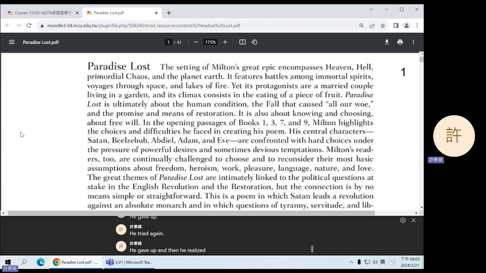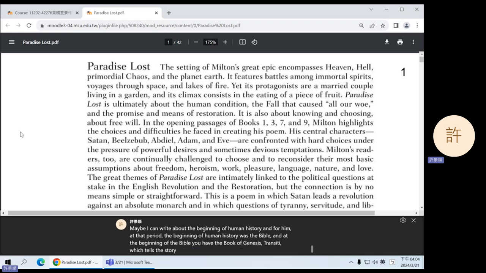And then he realized, you know, maybe I don't have to write about my nation. Maybe I can write about all nations. Maybe I can write about the beginning of human history. And for him, at that period, the beginning of human history was the Bible. And at the beginning of the Bible, you have the book of Genesis, which tells the story of how God created the world, created humans, and how humans committed original sin and were exiled from paradise and ended up beginning what we think of as human history: pain, suffering, consequences, and always, always, always trying to be better. With the help of God, of course.